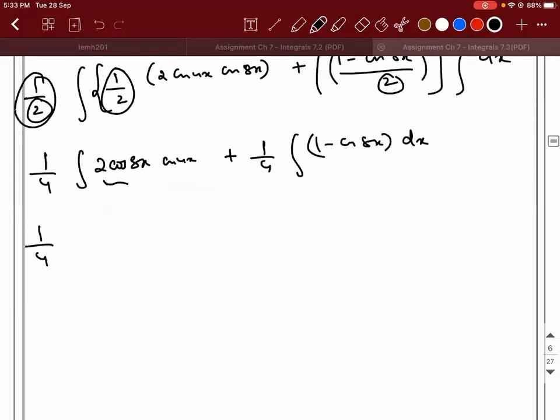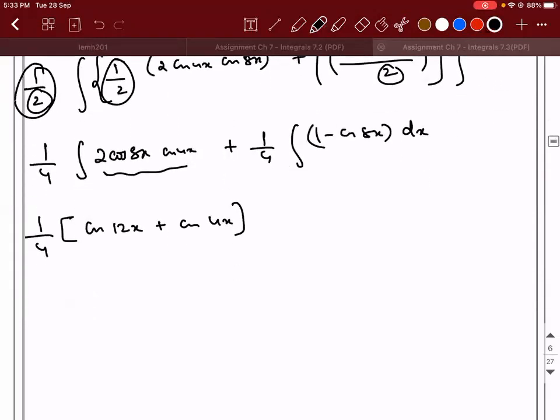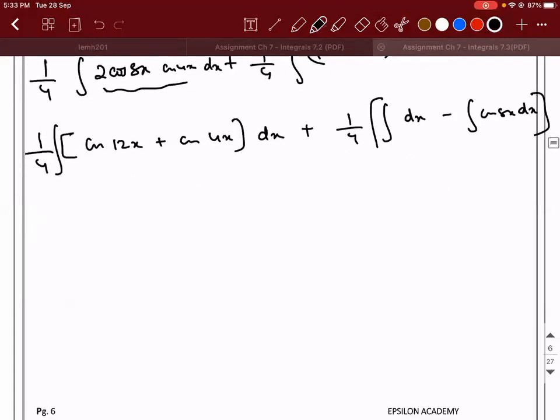So 1 by 4 into 2 cos 8x into cos 4x is cos of 12x plus cos 4x. Okay. Integral is there times dx plus 1 by 4 into integral of dx minus integral of cos 8x times dx. So what will be the final answer?